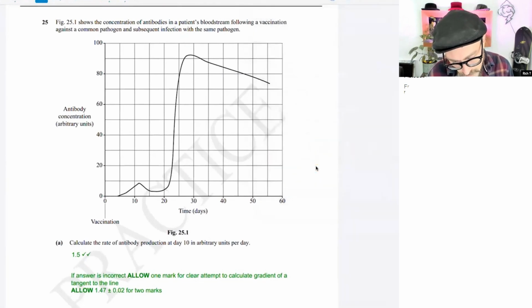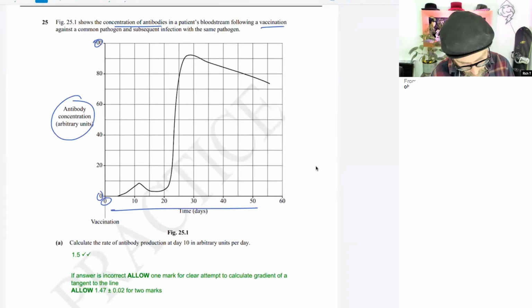Shows the concentration of antibodies in a patient's bloodstream following a vaccination. Antibody concentration 0, 100, 0, 60. Okay, scales are looking kind of normal. Vaccination takes place at day 0. Calculate the rate of antibody production at day 10 in arbitrary units per day. We've got days, arbitrary units, all my numbers match.